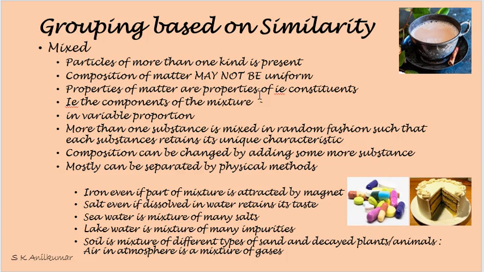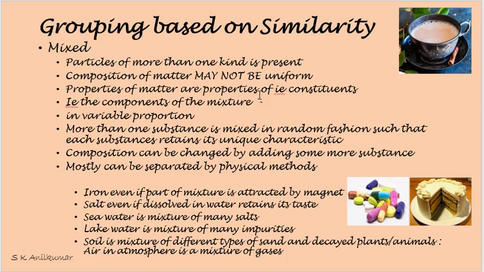Husk will have its own property, stones and sand will have their own property, wheat grains will have their own property. That is the components of the mixture. Constituents are nothing but the components of the mixed substance. And the mixed substances will be in variable proportion. It is not that the wheat and the chaff and the husk will be in equal mixture. It will be in variable proportion.